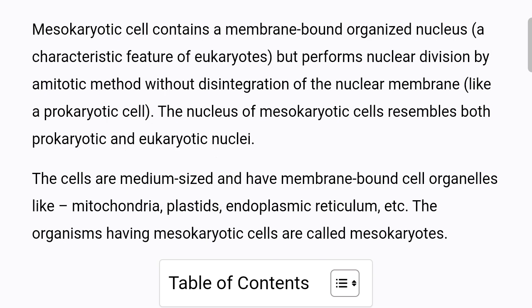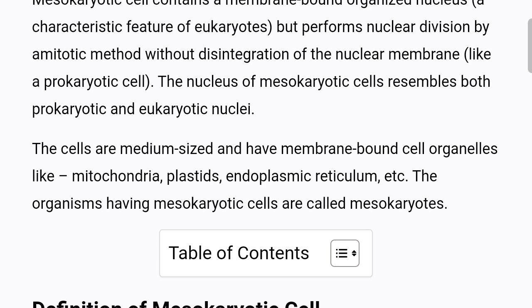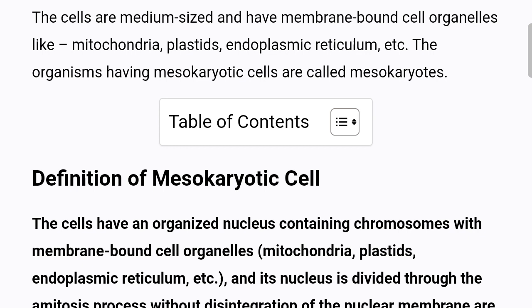A mesokaryotic cell contains a membrane-bound organized nucleus, but performs nuclear division by the amitotic method without disintegration of the nuclear membrane. The nucleus of mesokaryotic cells resembles both prokaryotic and eukaryotic nuclei. The cells are medium-sized and have membrane-bound cell organelles like mitochondria, plastids, endoplasmic reticulum, etc. The organisms having mesokaryotic cells are called mesokaryotes.